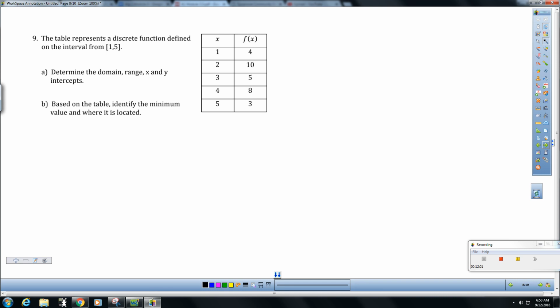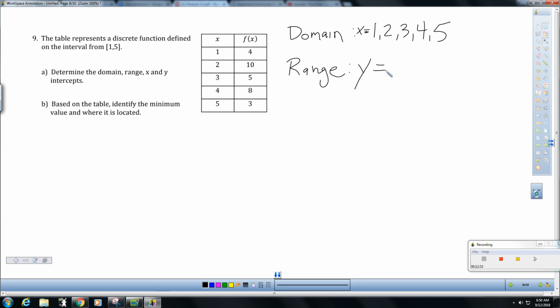All right, number 9. Let's see. This is a discrete function. Okay? So the domain, you cannot list it in brackets. You actually have to write this out. So the domain is, well, x equals 1, 2, 3, 4, and 5. And the range, y equals, well, I'm just going to keep them in order. I don't really care. 4, 10, 5, 8, and 3.